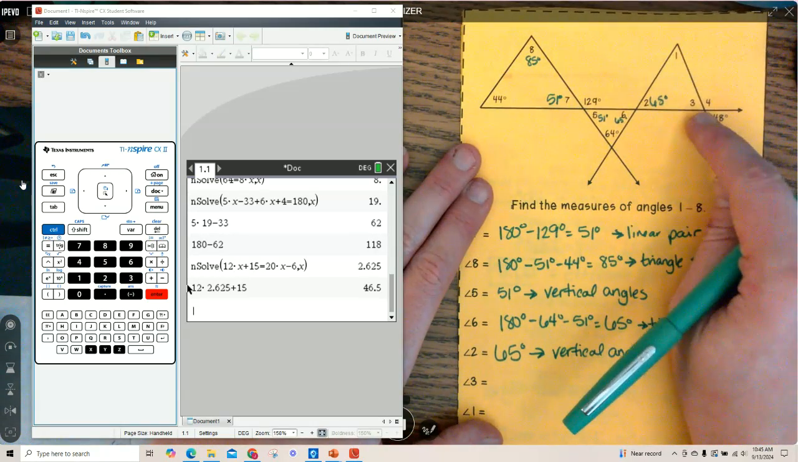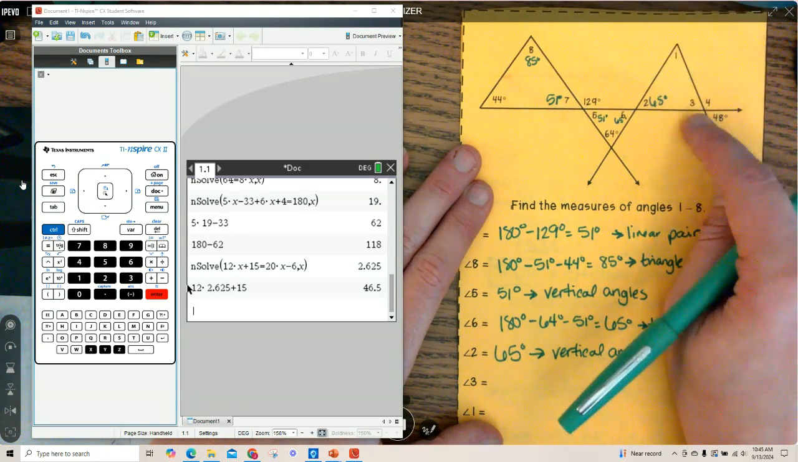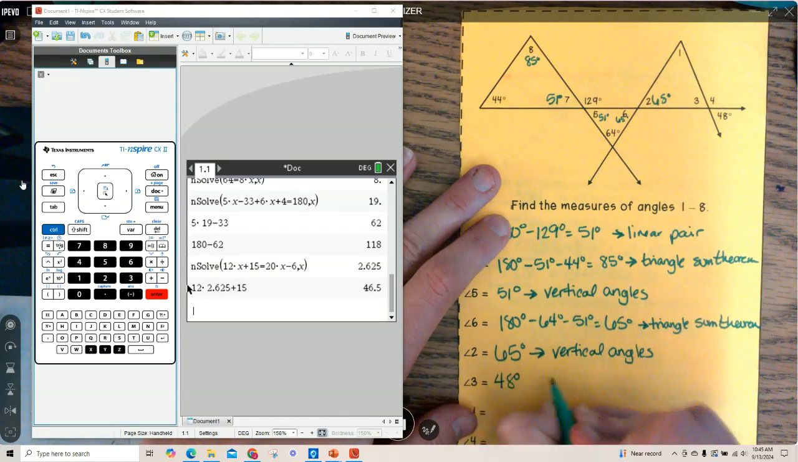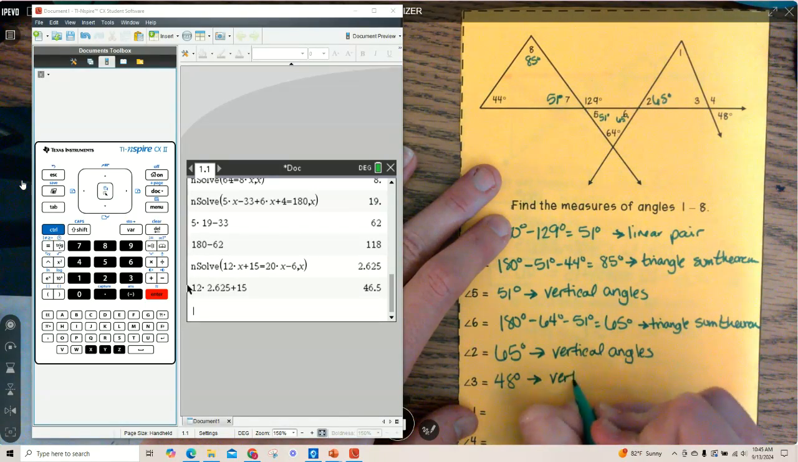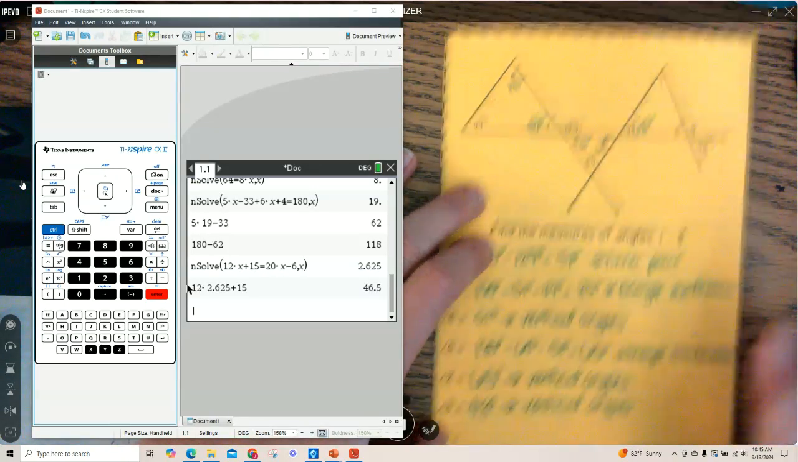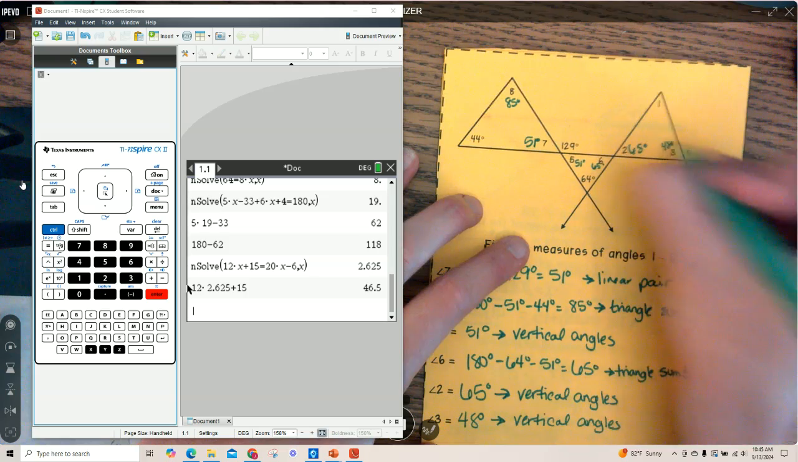All right, angle 3, we kind of got to switch modes here. So angle 3 and this 48 are vertical angles. So angle 3 is going to measure 48 degrees because of vertical angles. So this one is 48 degrees.